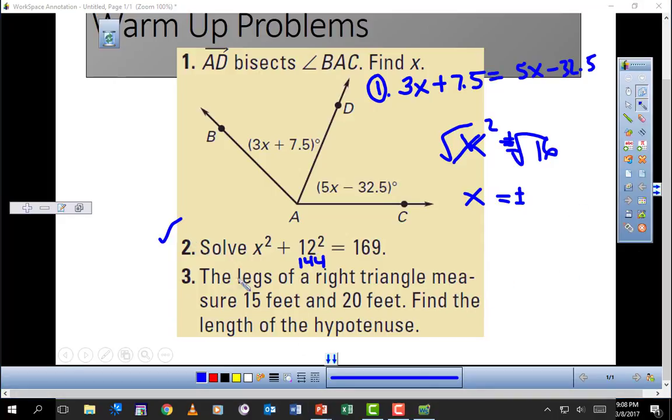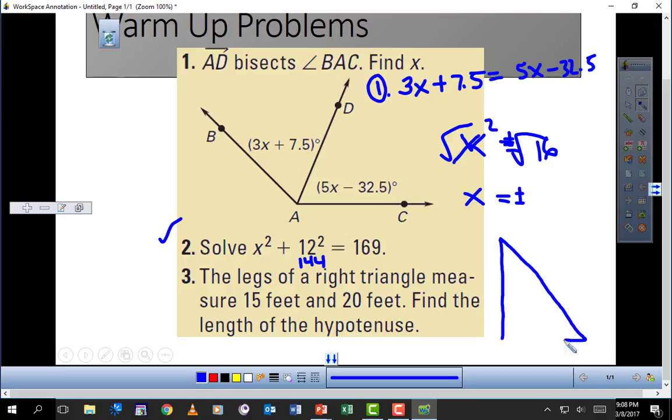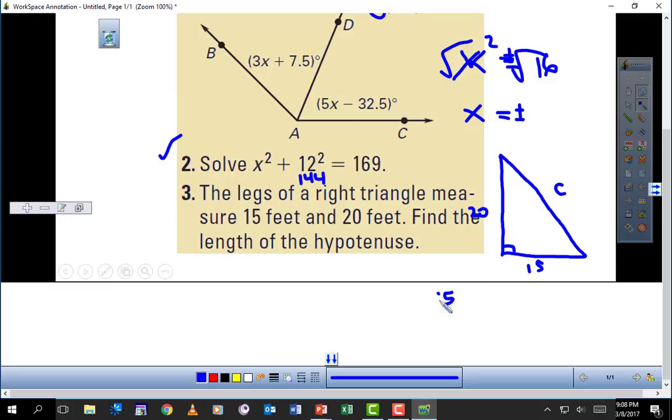How about warm-up problem number 3? The legs of a right triangle. Well, again, this looks like it's a little bit of a review for Pythagorean's theorem, which we just kind of did already in chapter 7. And in this case, the legs of the right triangle are 15. Now this length is 20. And we're trying to find the length of the hypotenuse. And so we would simply say, well, 15 squared plus 20 squared is equal to c squared. And I'll let you finish that up on your own.